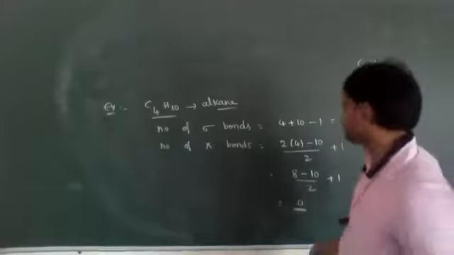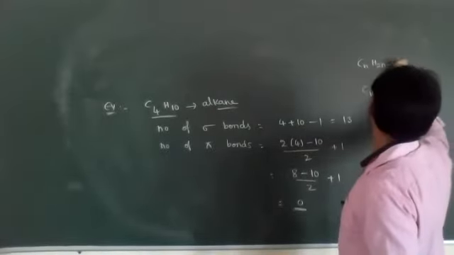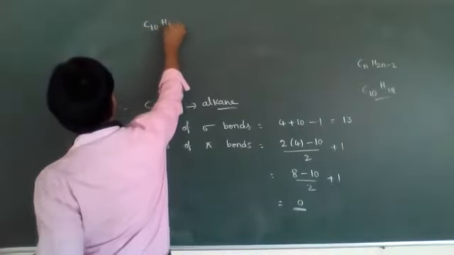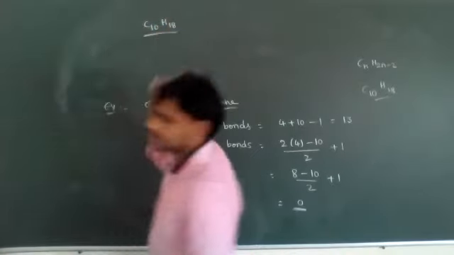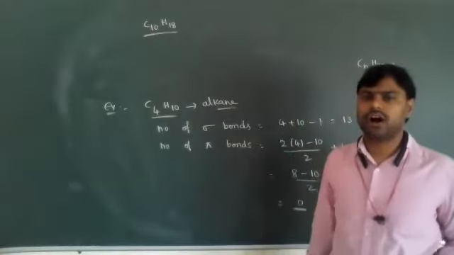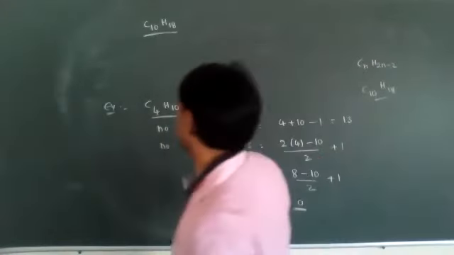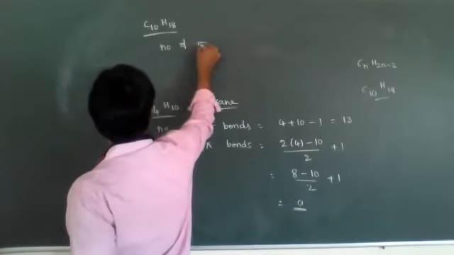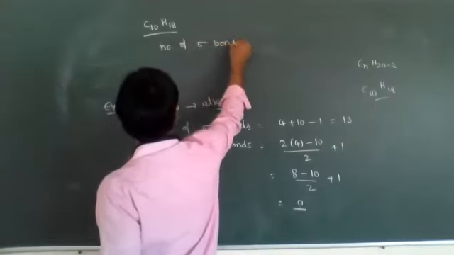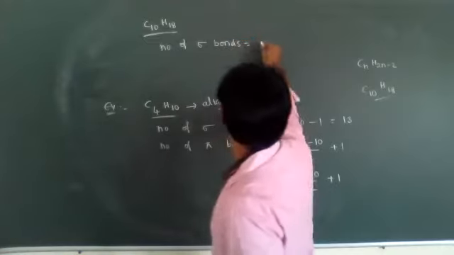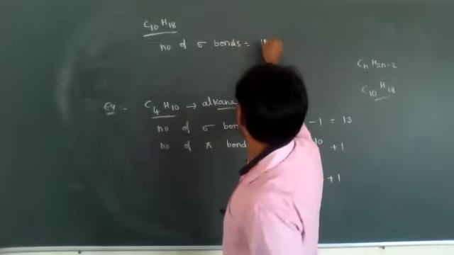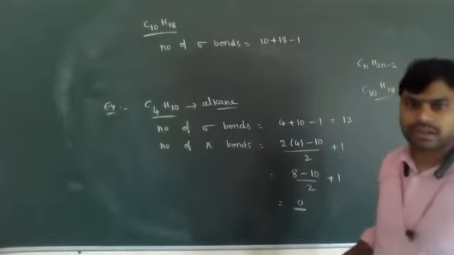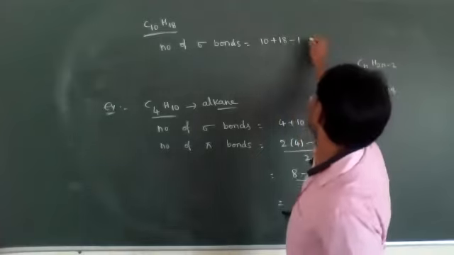For example, C10H18 is present. Then how many sigma and how many pi bonds are present? The number of sigma bonds is equal to the number of carbon atoms plus hydrogen atoms minus 1. How many, dear students? 27.